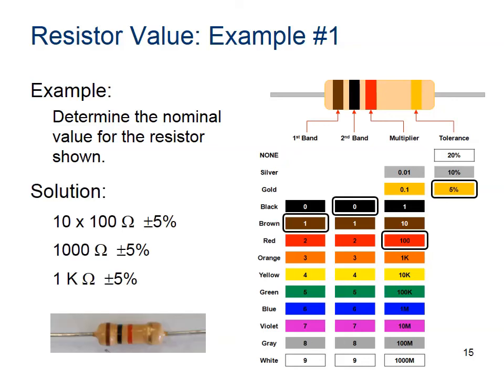So here's how that looks. I have 10 times 100, which is 1,000 ohms, and my tolerance is plus or minus 5%. So we would write that as 1 k ohm or 1 kilo ohm.